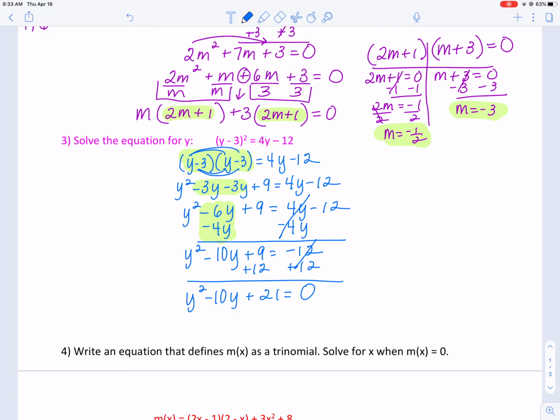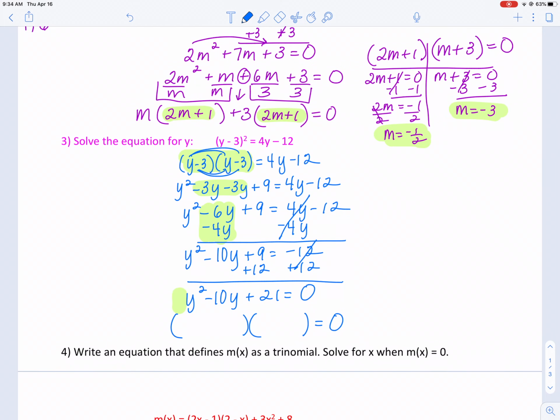And now I'm ready to factor. Nice, easy trinomial. What two numbers multiply it? So you don't have to do crazy split the middle here. When the number in front, there's nothing there, it's technically a 1. You just say, okay, what multiplies to 21 and adds to -10? And you bring your y's down, and it would be a -3 and a -7. So if I bring that up here, because I'm running out of room, (y - 3)(y - 7) = 0. To get my solutions, set each little mini factor into an equation.